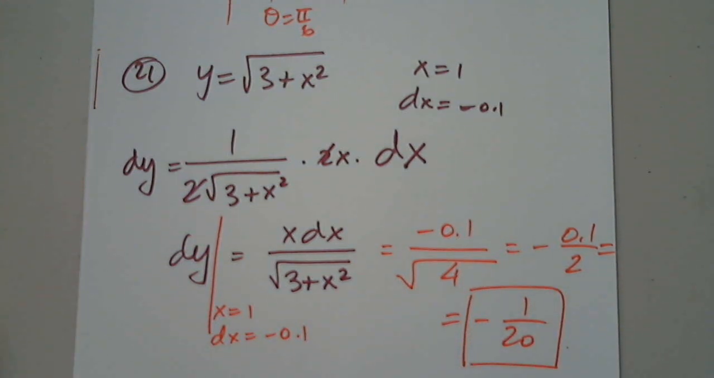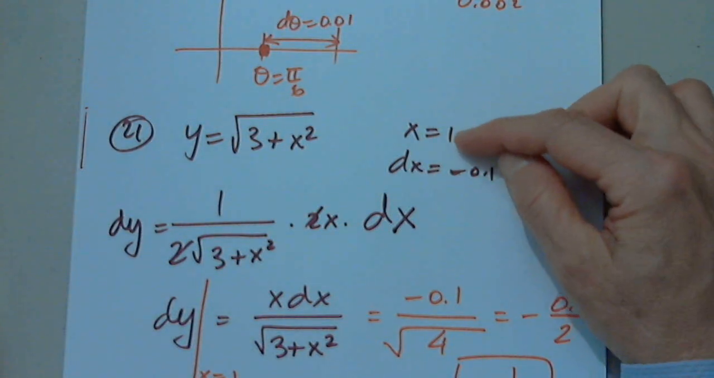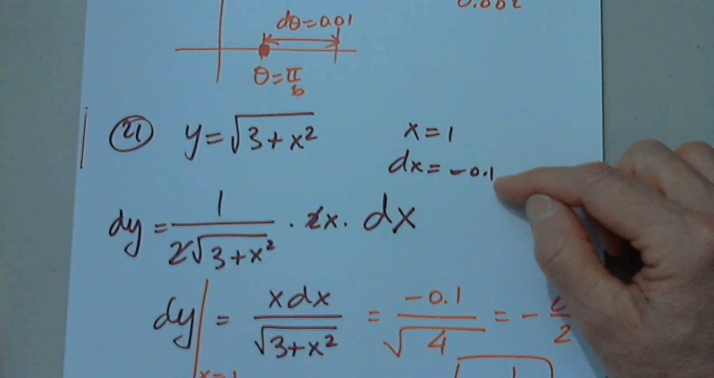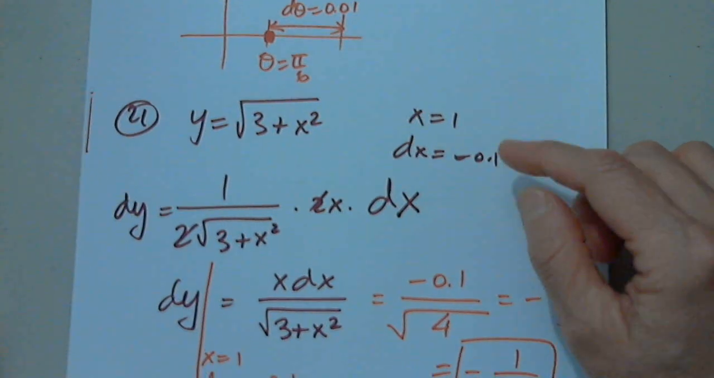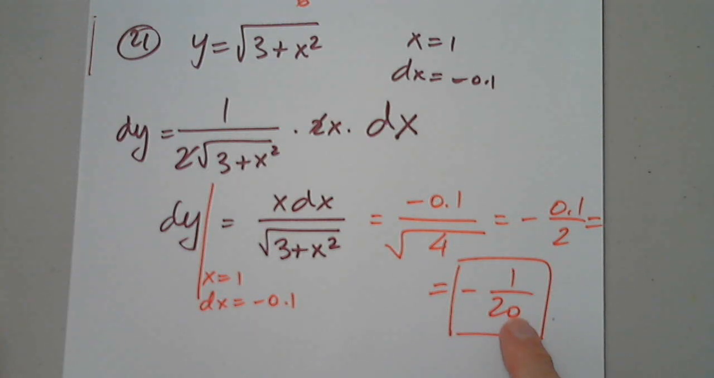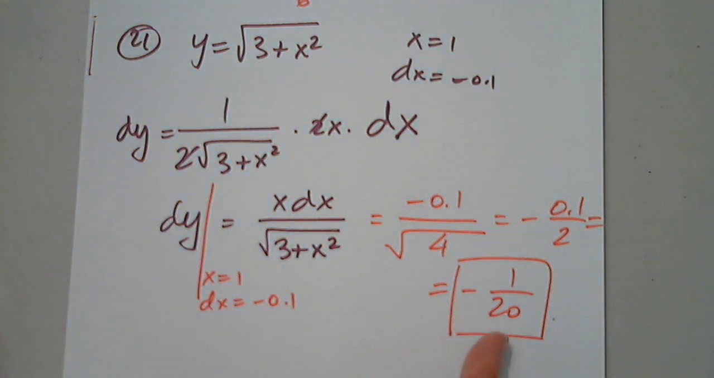So what does this mean again? If a radius of 1 inch has an error of negative 0.1 inch, this function will have an error of negative 1 over 20, the function value. The function value of y will have an error of negative 1 over 20.